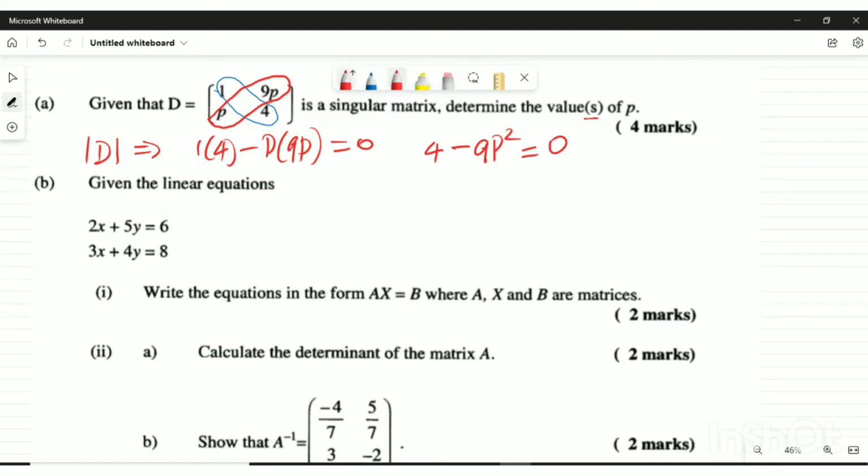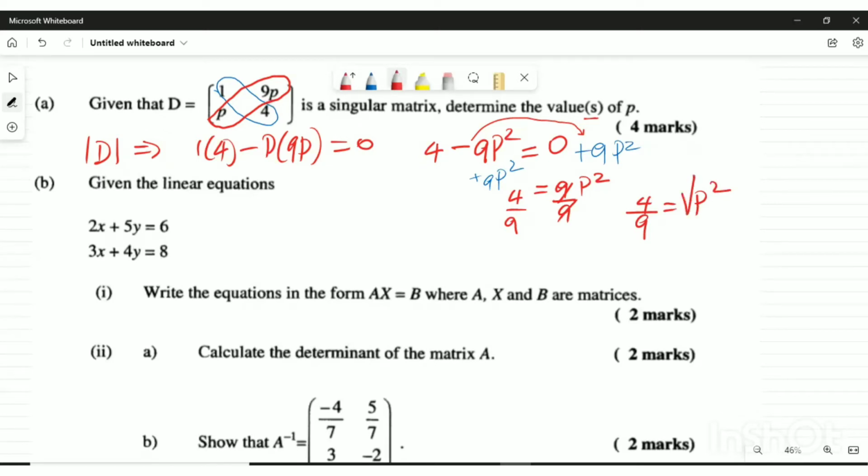But why not just gather the P's on the right side, let it become positive, which means I'm going to be adding 9P squared to both sides. So finally, 4 is equal to 9P squared. Then I'll divide by 9. So then we could see here that 4 over 9 is equal to P squared. Then I'm going to take the square root.